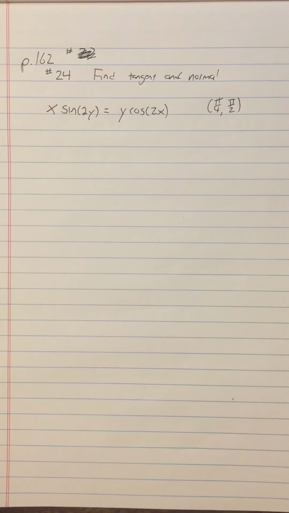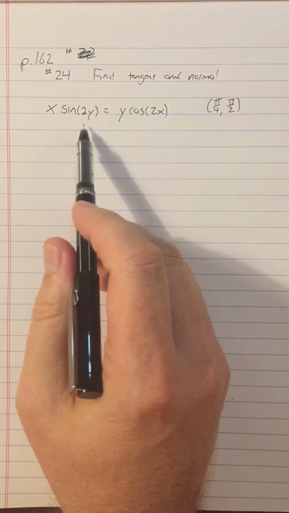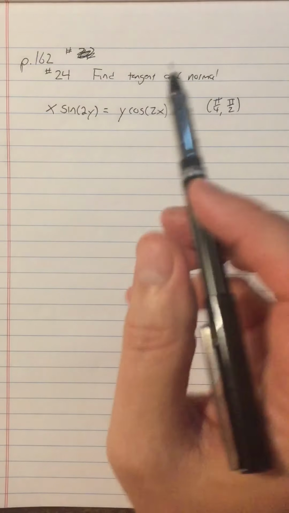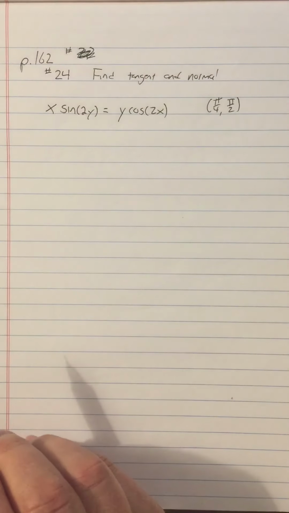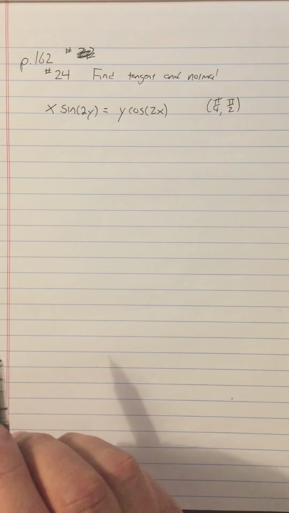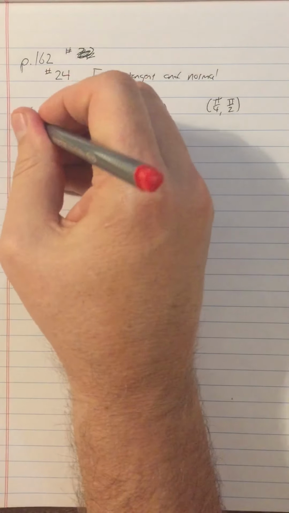All right, and one more example of these. So here's number 24. Find the tangent normal of x sine of 2y and y equals y cosine 2x. And in the book, they didn't put these parentheses here. That's like really egregious faulting of parenthesis use, in my opinion. All right, so we're going to start by taking d dx on both sides.